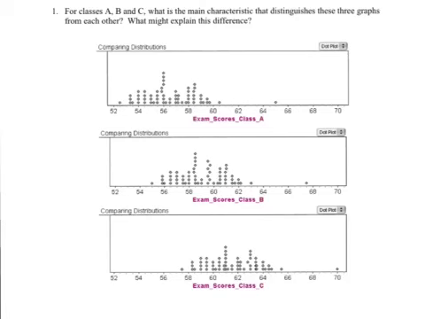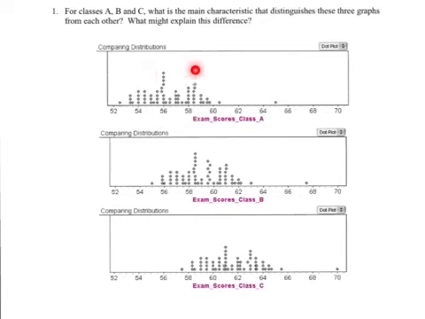Okay, so the real power of looking at these dot plots and these visuals is to compare different populations. So here are three different classes that took exams. We want to see how these distributions are similar and how they are different. So the question is, what is the main characteristic that distinguishes these graphs? So it's asking what's different about these graphs. So let's first look at what's similar about these graphs when we think about center, spread, or shape.